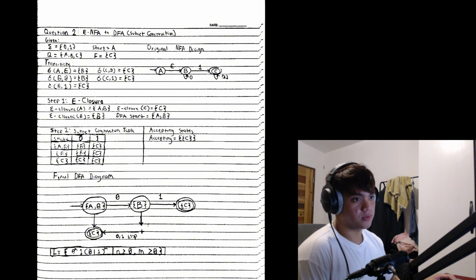To summarize, in question 1, I used epsilon closure to eliminate epsilon transitions, creating an equivalent NFA. In question 2, I used subset construction to create a fully deterministic DFA. Both conversions preserve the accepted language.